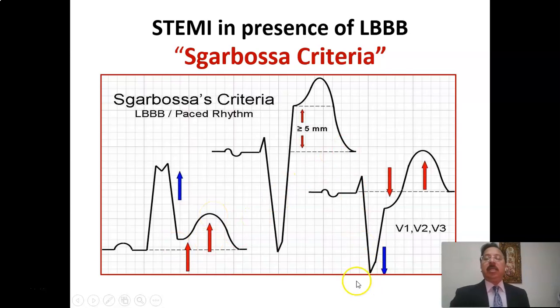The other criterion is if you get ST segment depression in V1, V2 and V3 in presence of left bundle branch block, this carries 3 marks. But if you get ST segment elevation opposite to the direction of the QRS complexes, and if it's more than 5 mm, then again it's significant, carries 2 marks.